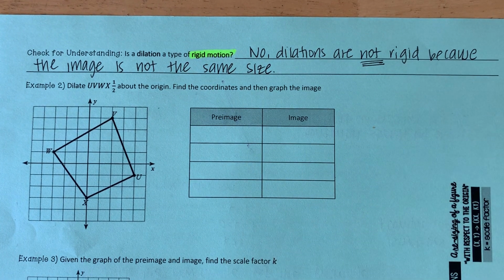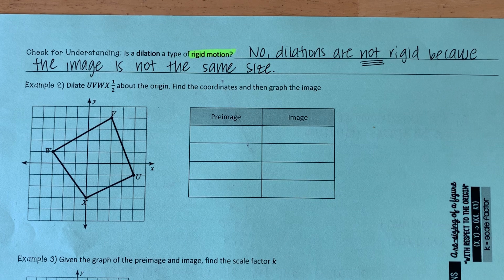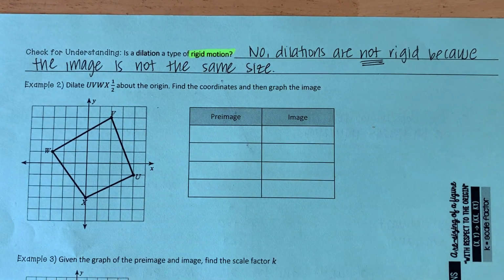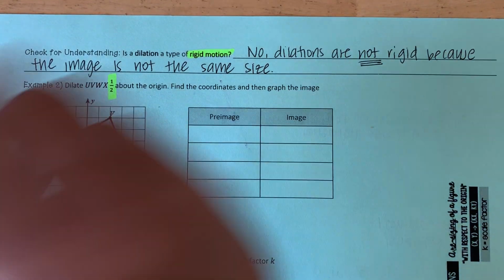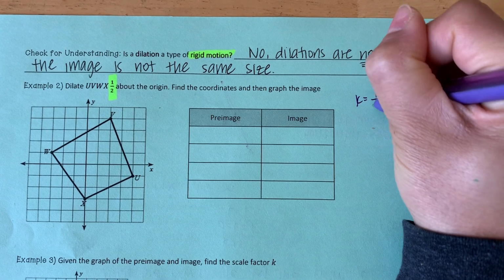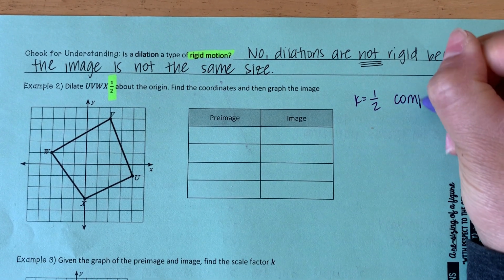Okay, so let's take a look at our second example. We have a type of quadrilateral here, and we're going to dilate UVWX by 1/2 about the origin. So k equals 1/2. Because this is less than 1, that means we have a compression.